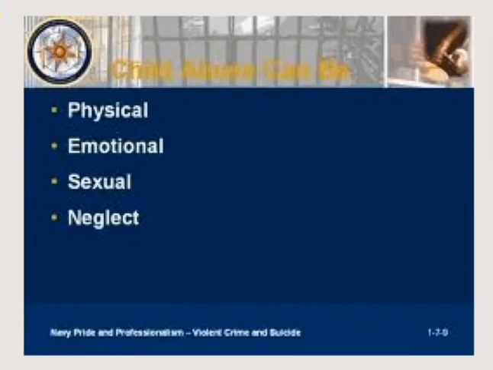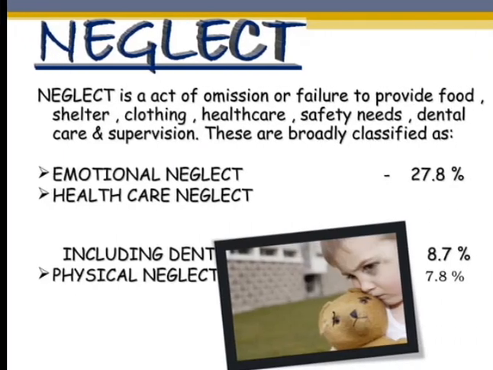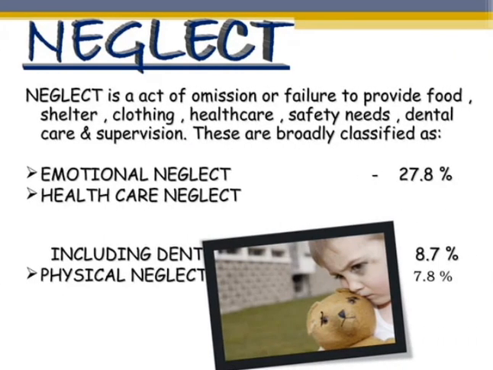Physical, emotional, sexual, and neglect. These are the most important common factors, the components. Neglect is the act of omission or failure to provide food, shelter, clothing, health care, safety needs, dental care, and supervision. These are broadly classified as emotional neglect and healthcare neglect, including dental and physical neglect.